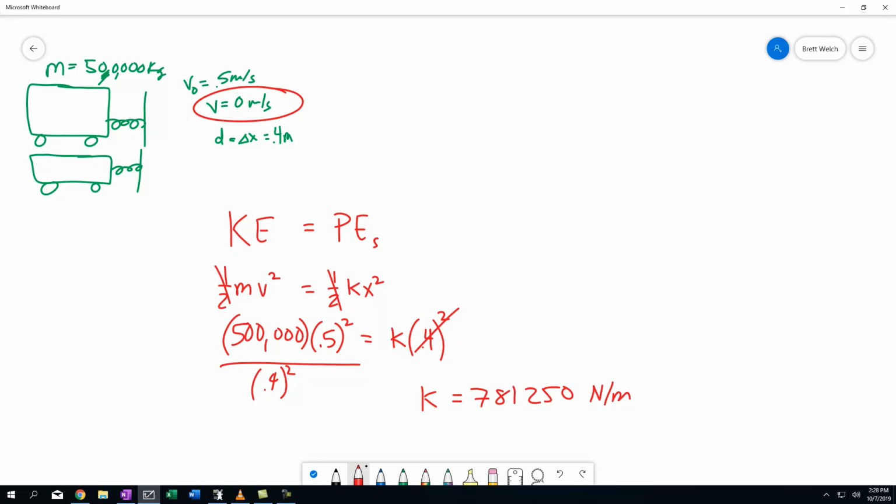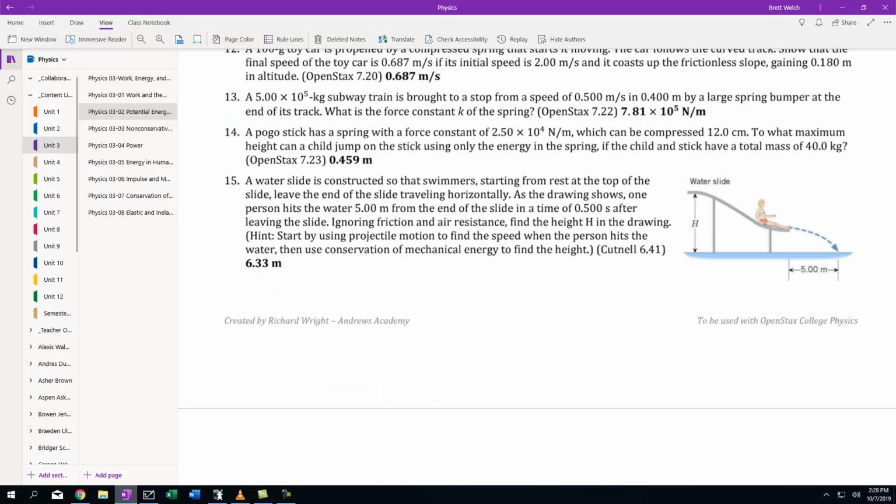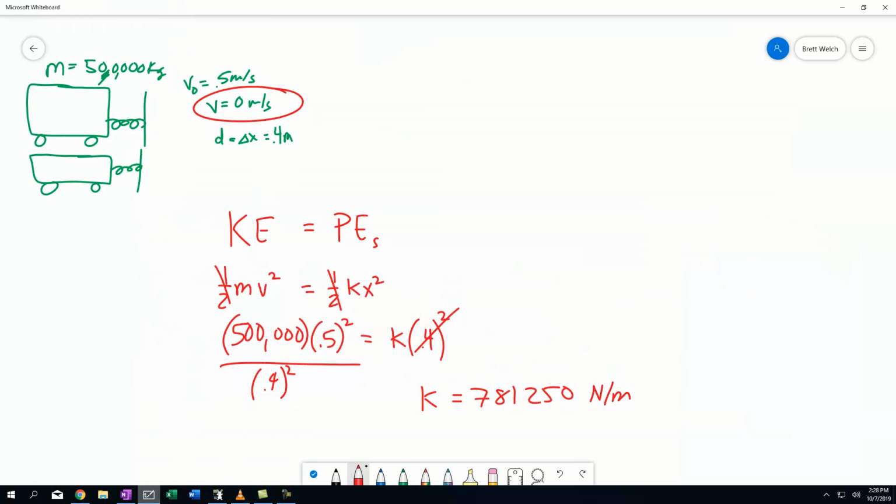Now, when we look at this value, we're trying to measure sig figs. Let's go back and look at our numbers. We were given numbers like 5.00, 0.500, 0.400. That tells me to live in the world of 3 sig figs. If I live in the world of 3 sig figs, that split happens right there, which would be 781,000 newtons per meter.